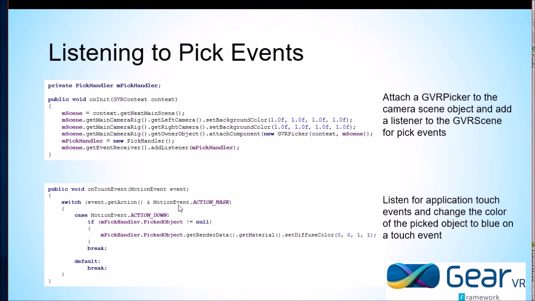And finally, we have to listen for the application touch events, because what we want to do is when we pick something by touching it, in other words, if you're looking at something and then you touch the touchpad, it'll set the diffuse color to blue.